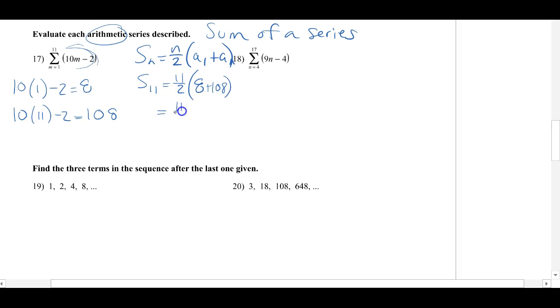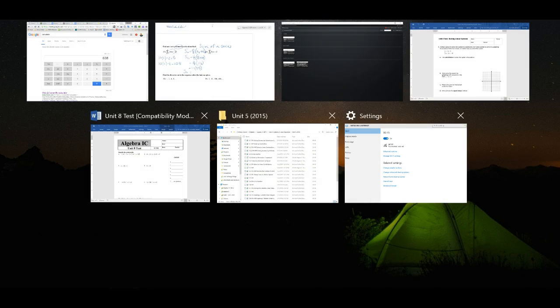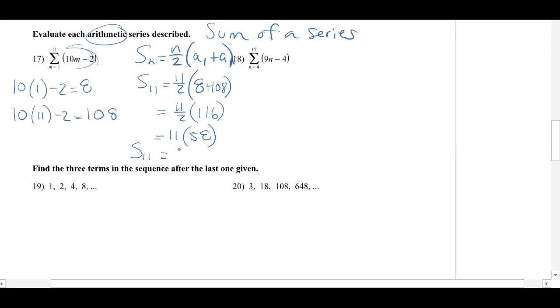And let's do the math. Okay, so now 108 plus that is 116. And let's see, let's simplify. So I'm going to divide the 116 by 2. So now it's going to be 58. And then 58 times 11 is 638. And there's my sum for that series.